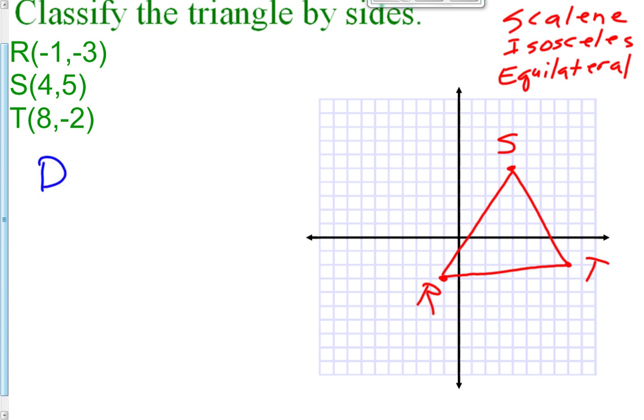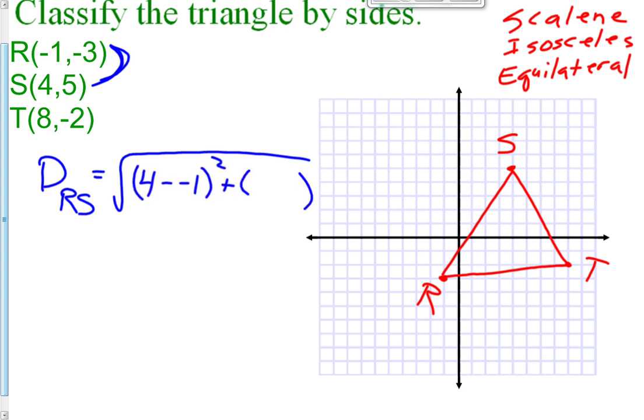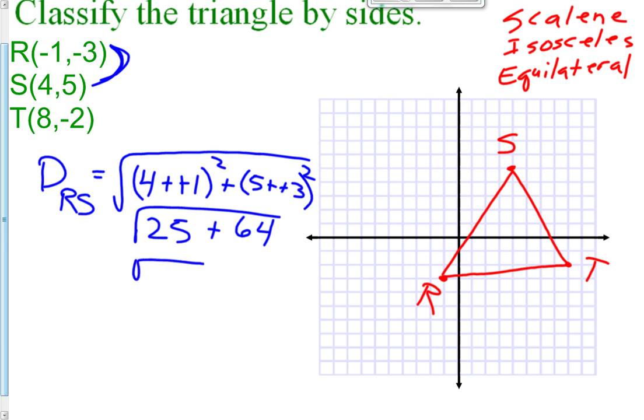So first, let's find the distance from R to S. Here we go. The distance from R to S is these 2. So it's the square root of x2 minus x1 squared plus y2 minus y1 squared. So we get 4 plus 1, which is 5. 5 squared is 25. 5 plus 3 is 8, and 8 squared is 64. So the distance from R to S is the square root of 25 plus 64, which is the square root of 89 units. We can put that in our calculator, but for now we'll just keep it as the square root of 89.